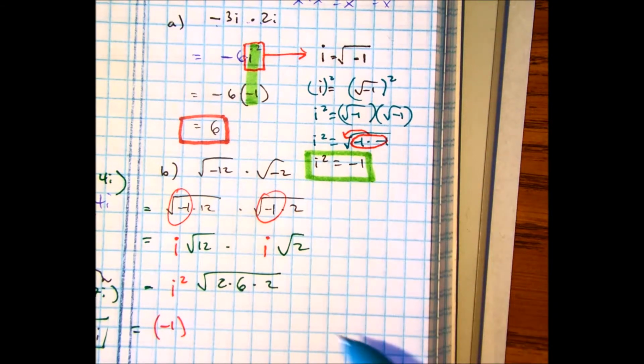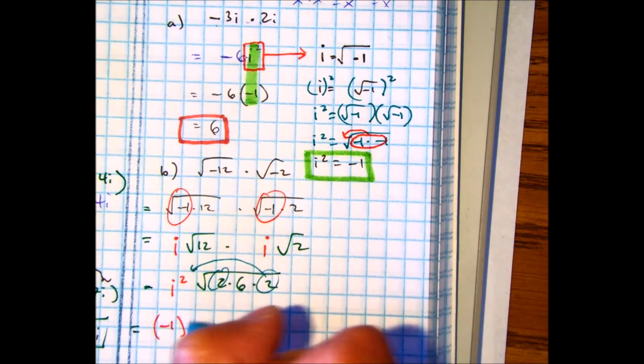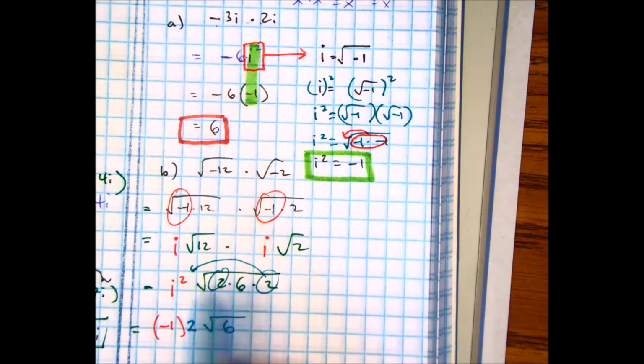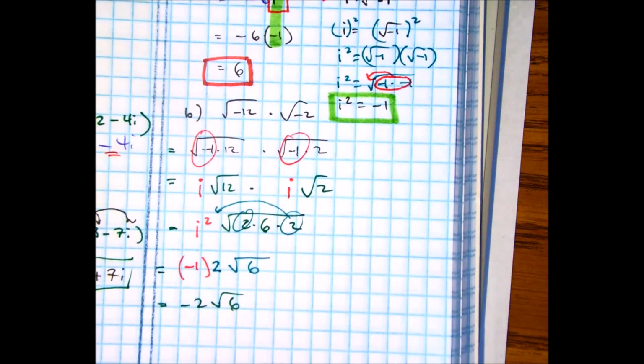2. The 2's are going to come out. But how many 2's are out there? Just 1. Because that's really radical 2 times radical 2 is radical 4. Radical 4 is 2. And then negative 1 times 2 is? Negative 2. Radical 6 is our answer.